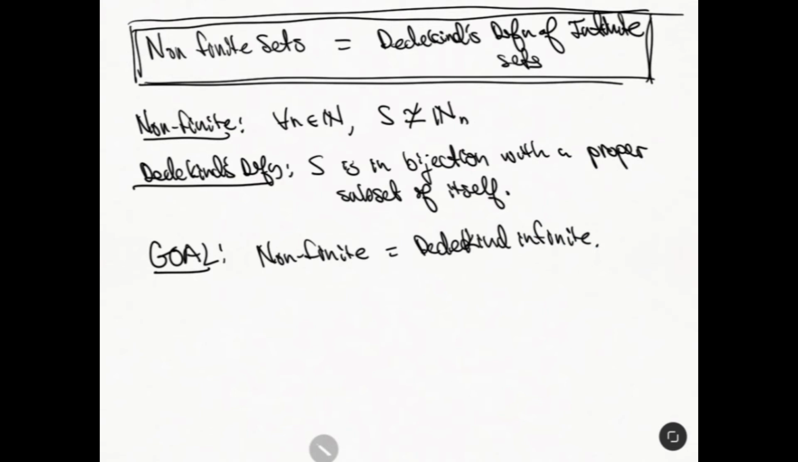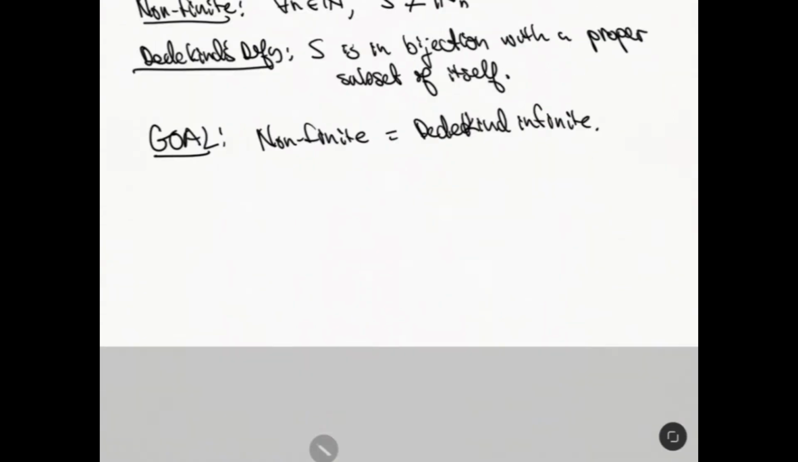Okay, and so to do this, we're going to use a Hilbert Hotel type argument. Okay, so let's get going with this. Let's first recall. What am I going to do? I'm going to prove a lemma, and this lemma is going to require the axiom of choice. So let me start the lemma.